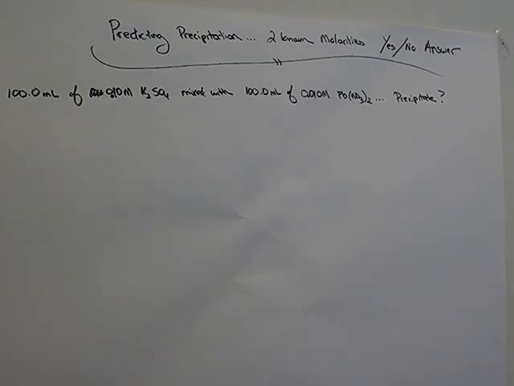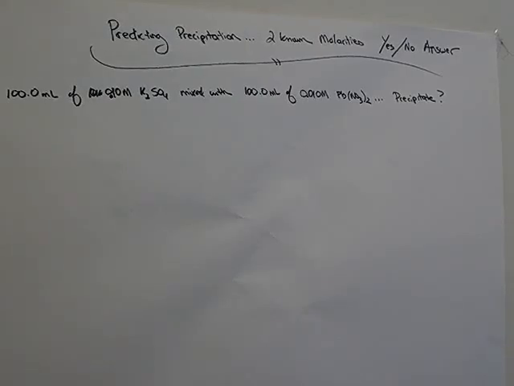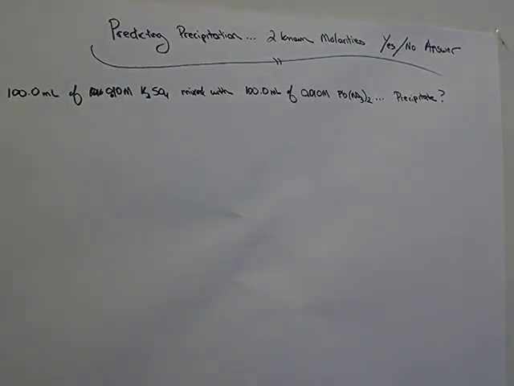Occasionally when doing problems, we're asked just simply whether or not precipitation is going to occur. This is a pretty good example. We're going to be mixing 100 milliliters of a 0.1 molar potassium sulfate solution with 100 milliliters of a 0.01 molar lead nitrate solution, and we're asked, will precipitation occur?